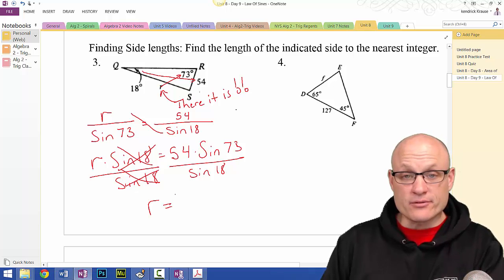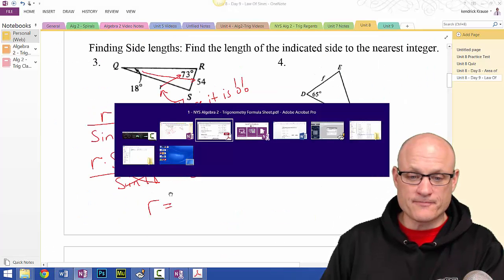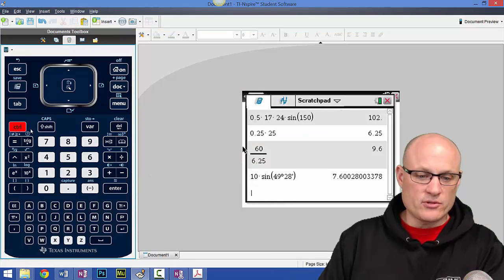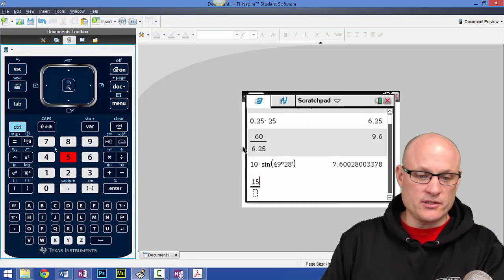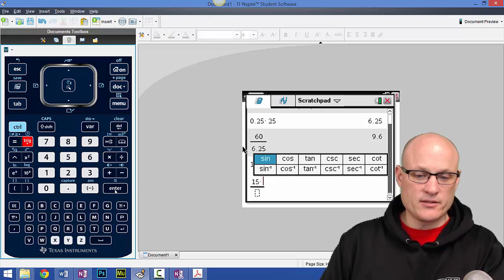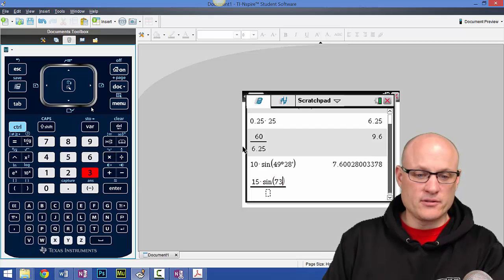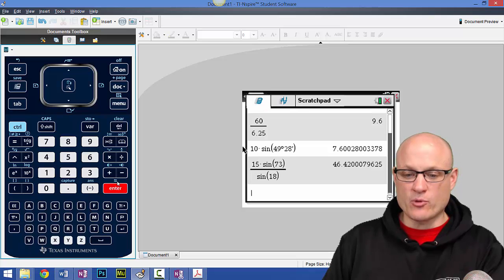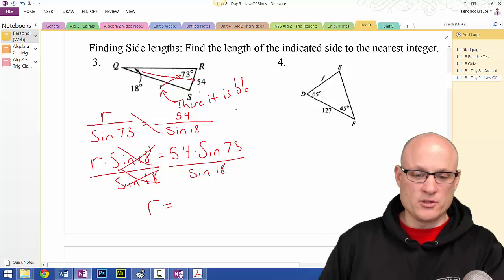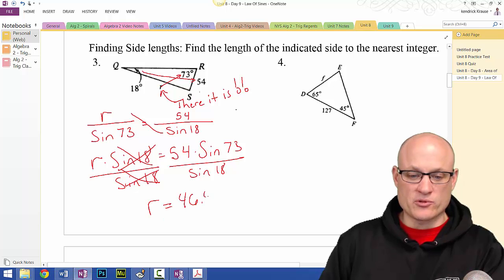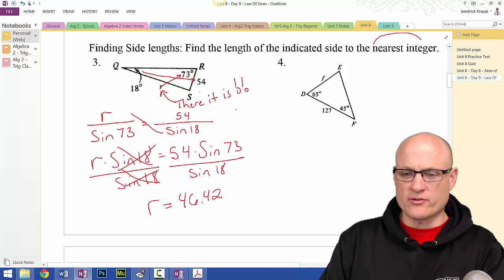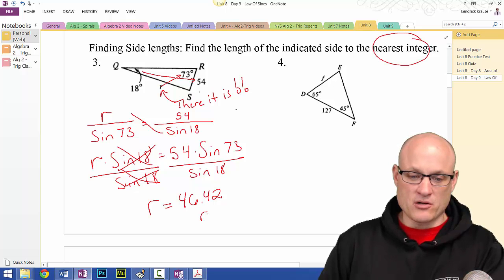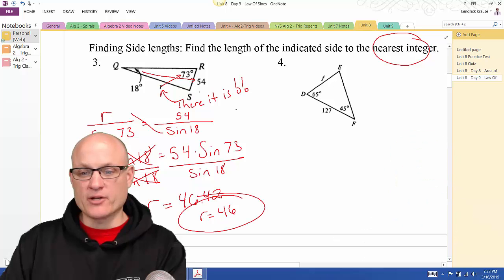Well, not doing this one in my head. 54 sine 73. So we'll do control division. 54 times the sine of 73 all over the sine of 18. And we hit enter, and I get 46.42. That's all I'm going to write down now, because I know it said nearest integer right here. So R equals 46. Bam, done.